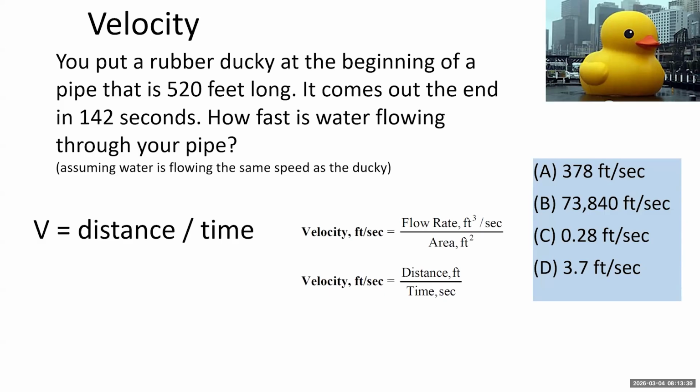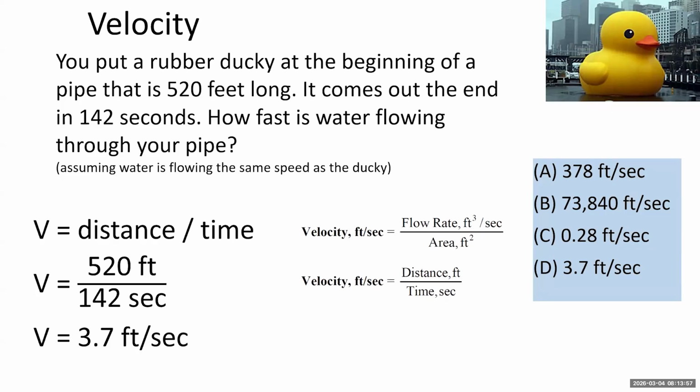So if we use distance over time, we put the 520 feet in for the distance and the 142 seconds for the time. And we do that math with a handy calculator, which all of us have in our pockets these days, in our phones. So we can do that math quickly, and we come up with 3.7 feet per second. So if we look at our answer sheet, we've got A, B, C, D, and 3.7 feet per second matches the D choice. So D would be the answer that we choose. So that's a quick velocity calculation, distance over time.